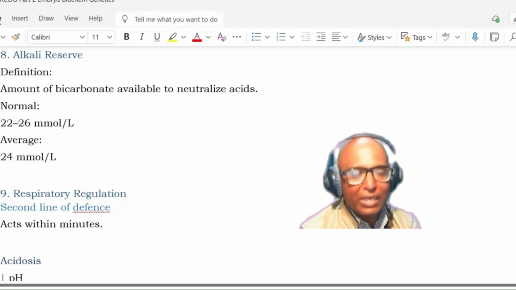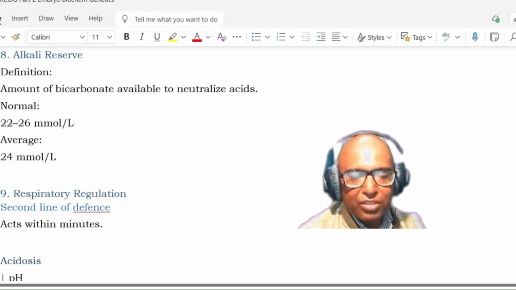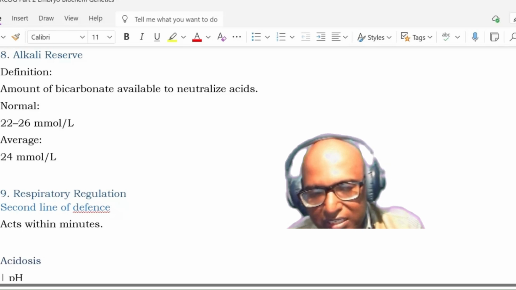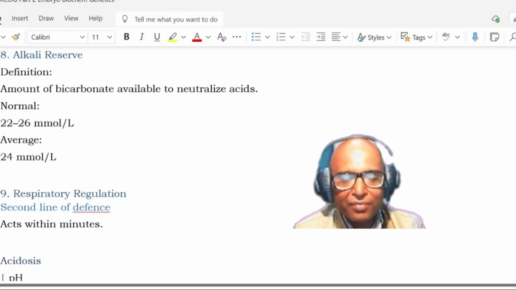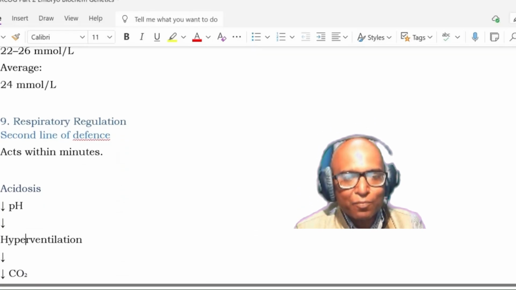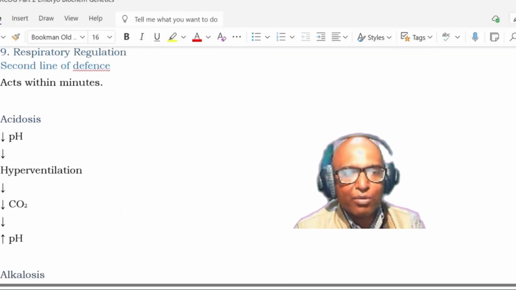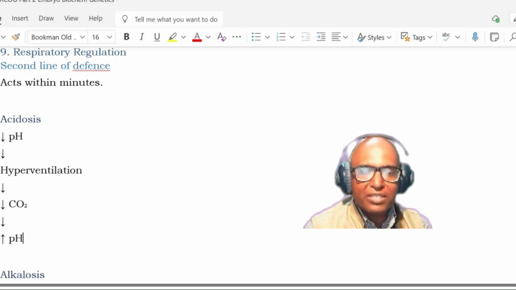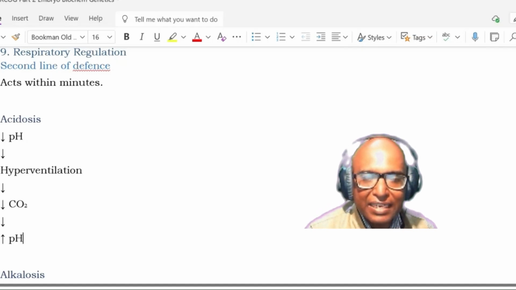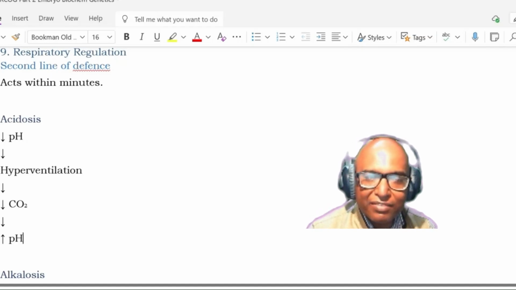Okay, now what happens? We have mentioned that these are the buffer systems which are available. Lung buffer is there, blood buffers are there, kidney buffers are there. So what is the respiratory regulation? The first buffer which comes into action in seconds is the blood buffers. The second line of defense is the respiratory regulation. It will act in minutes. Okay, how does it act?